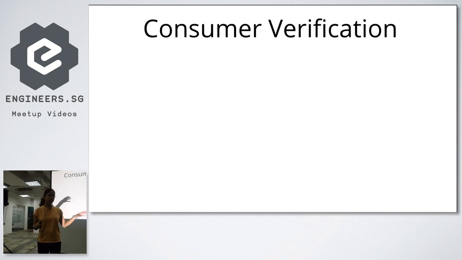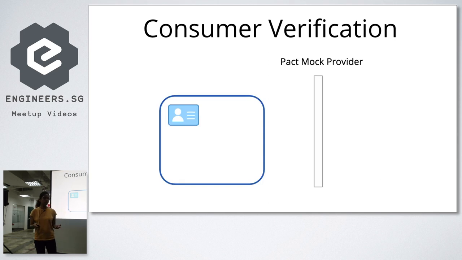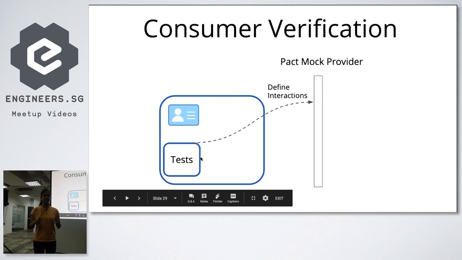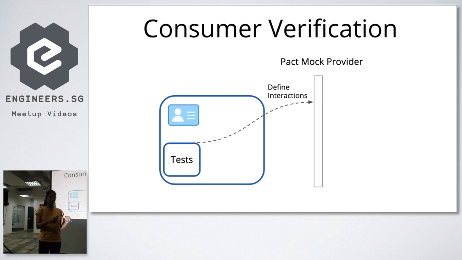So let's first look at the consumer side verification, okay? We have our user privilege service, the consumer service, and a mock provider. So on the consumer, we will mock the provider, right? And what we do first is the test will define interactions. So what are interactions? It basically tells the mock provider that if you get a request for this endpoint with these parameters, these headers, then you should respond like this, with these headers and this response body. All right? That's basically defining interactions. So that's the first step of your test.